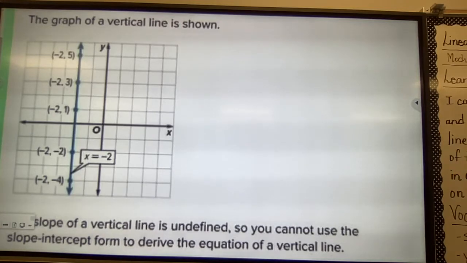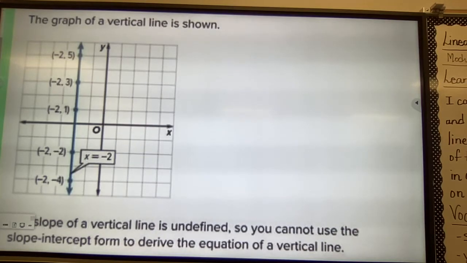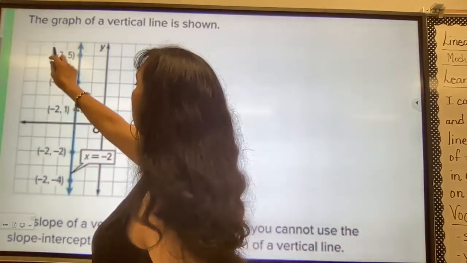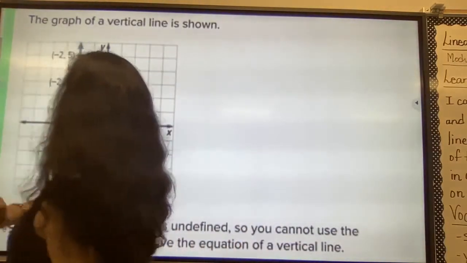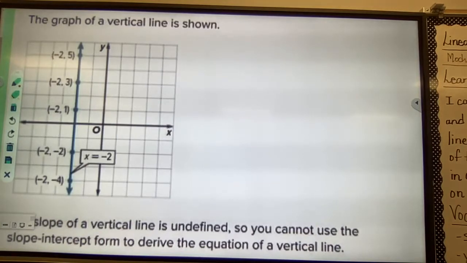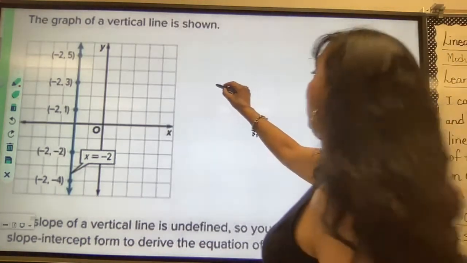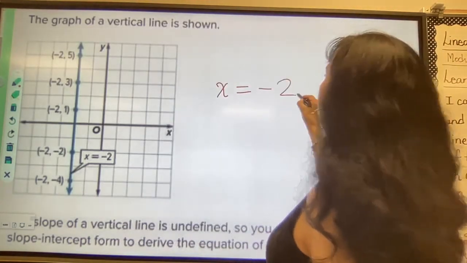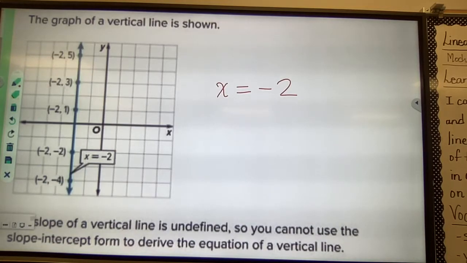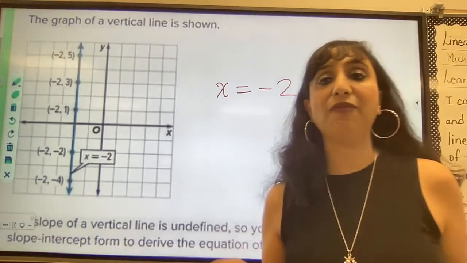And all points on a vertical line have the same x coordinates in the graph. So no matter what y is, x is always what here? -2, -2, -2, -2, -2, as you can see. All right. So no matter what y is, x is always going to be the same. So the equation for the graph of the line is going to be x = -2. So when I have this given to me, that means it is a vertical line and the slope is undefined. So that is why we cannot use the slope intercept form over here.